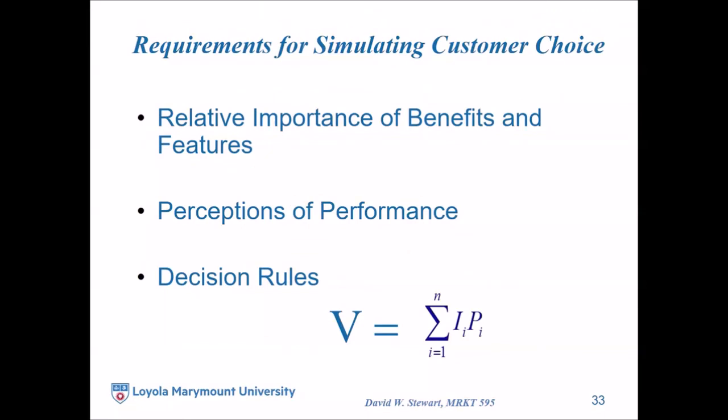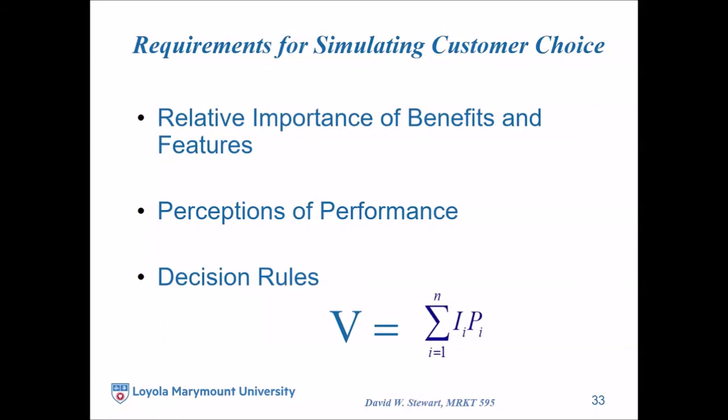So I need 3 pieces of information. Again, I can get these in a survey. I need people to tell me the relative importance of a feature or benefit. By the way, the key word here is relative. Because if I simply say it's important, everything could be important, or nothing could be important. A very common way we get relative importance is by forcing people to make trade-offs.